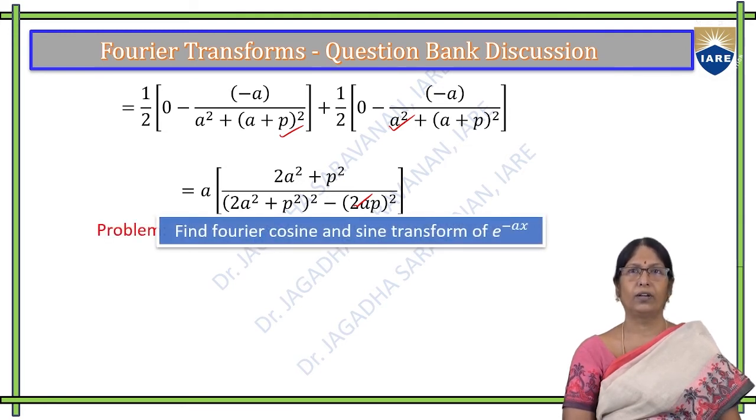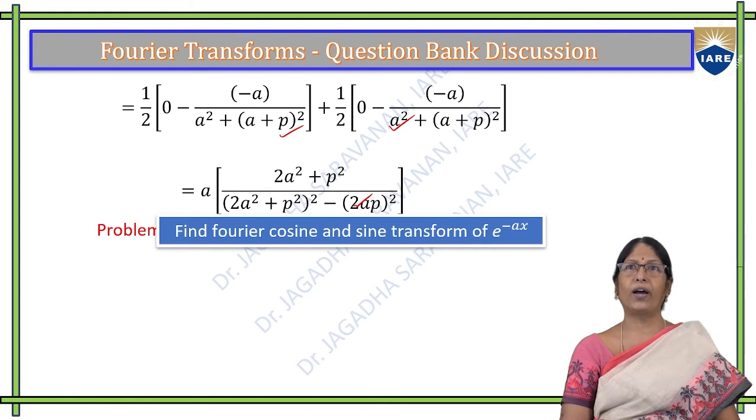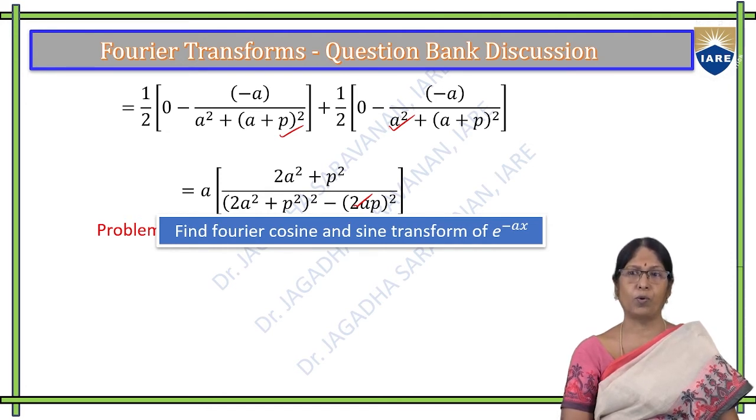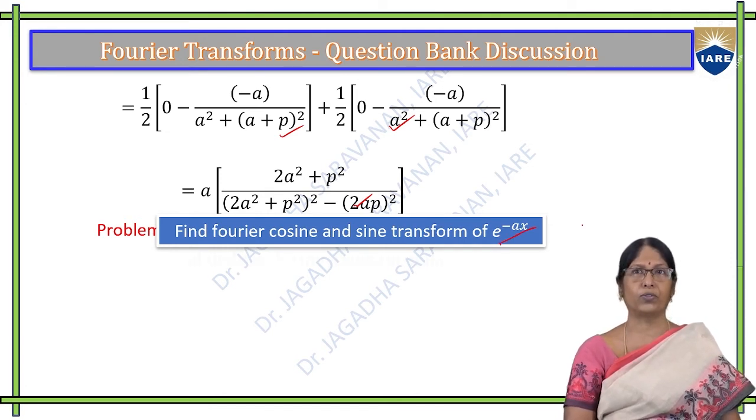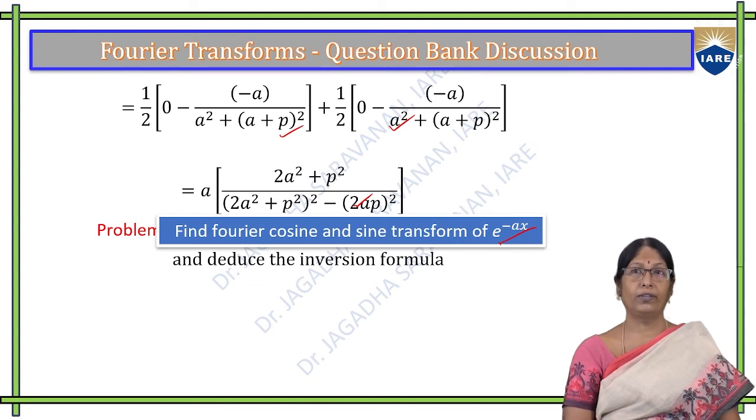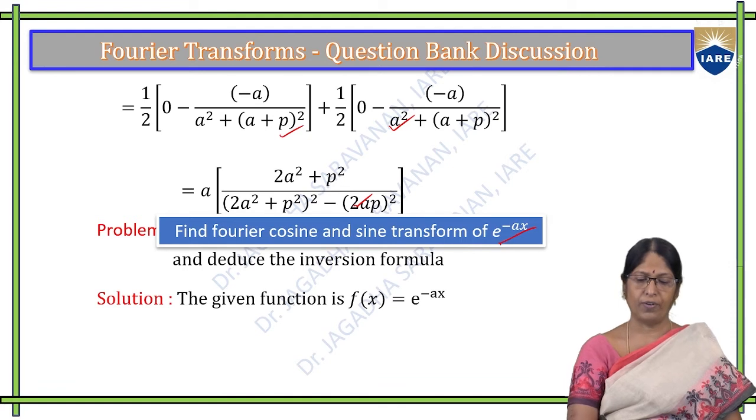So three levels of Bloom's are satisfied, completely in this question bank of problems for transforms, most of the 90% applied. So the next one is: find the Fourier cosine and sine transform of this function which is given, and deduce the inversion formula. That is, first the function we are writing.